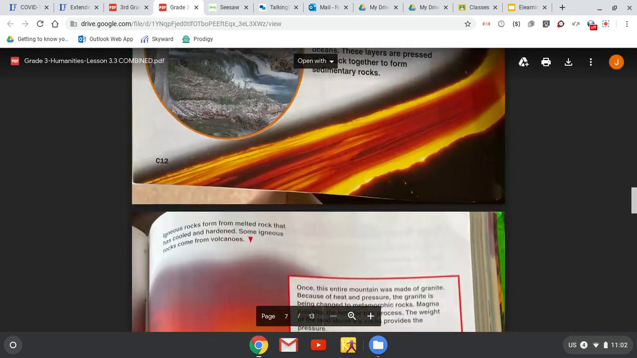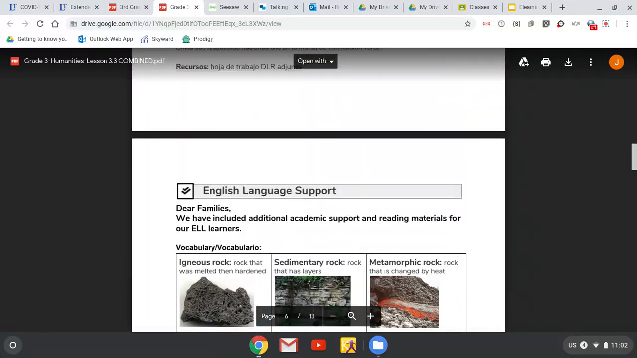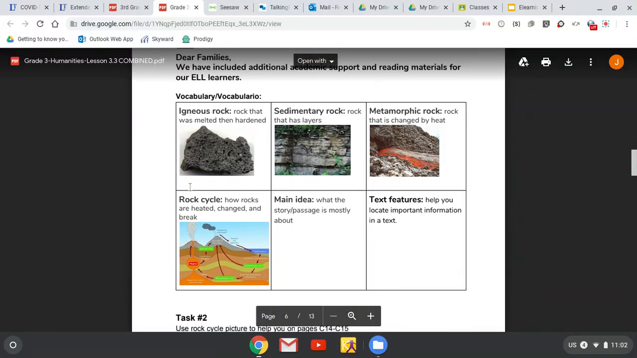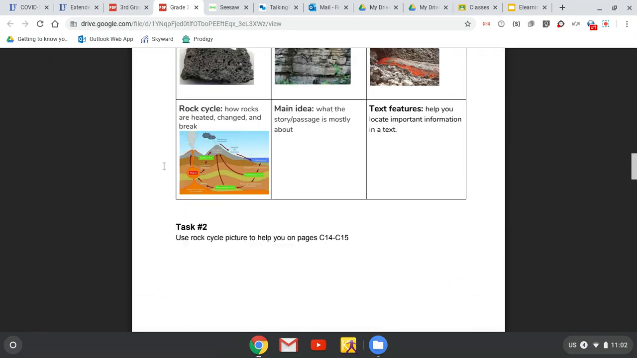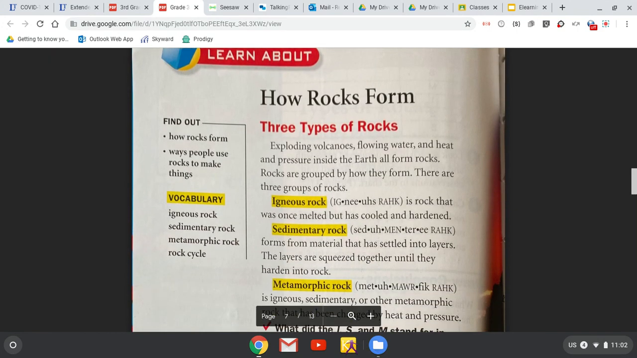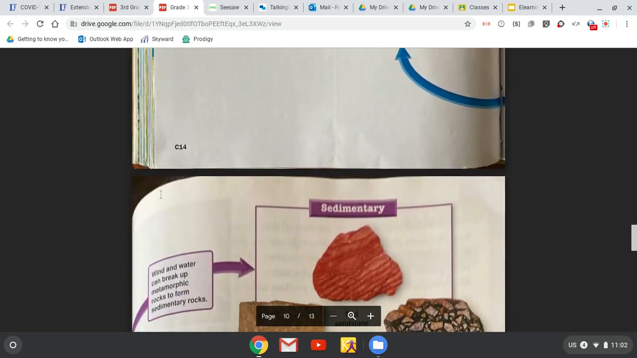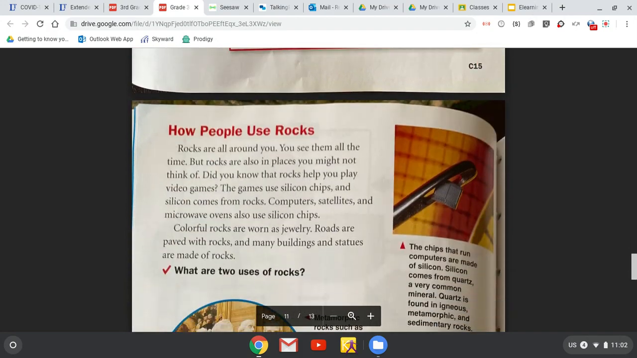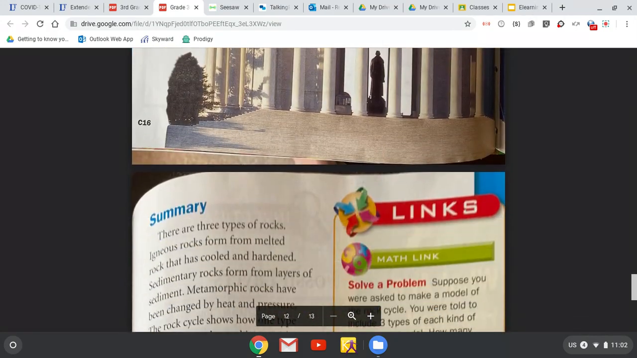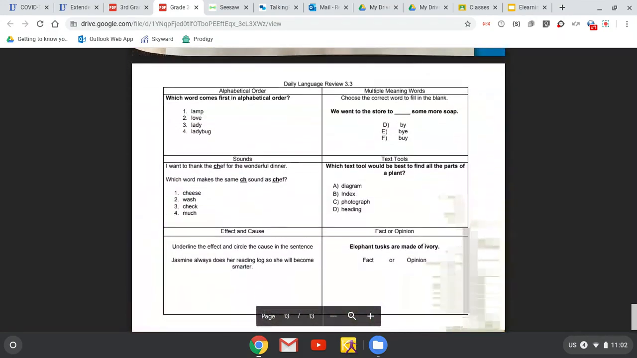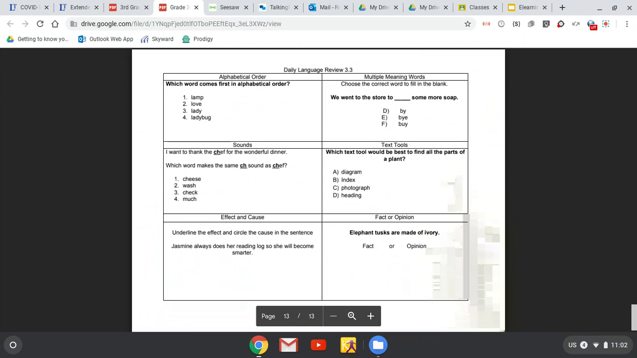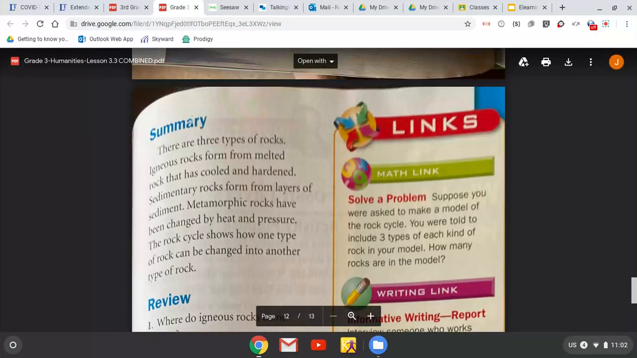So go ahead and scroll to your text today. Here's some supports to help you with definitions. And our text looks like this: how rocks form. After you read the text, go back to those 5 questions and answer them using text evidence. If you have some extra time today, you can complete your daily language review. Okay? Only doing task 2 for Thursday.